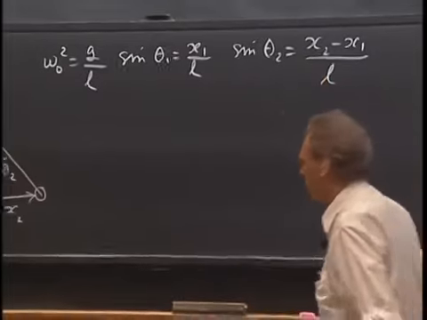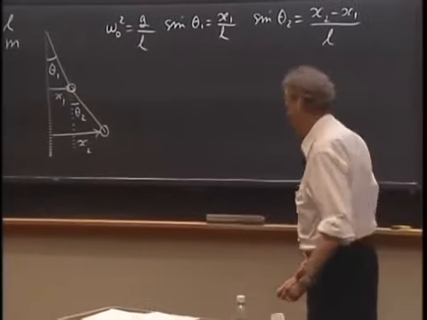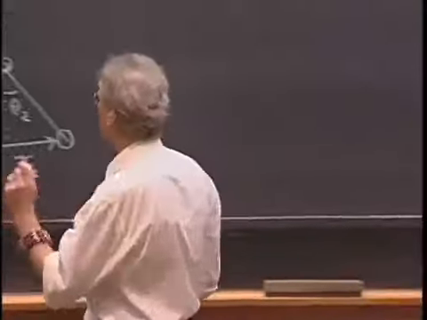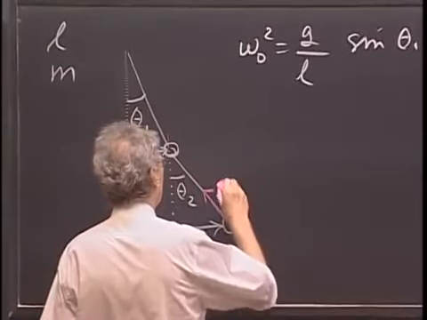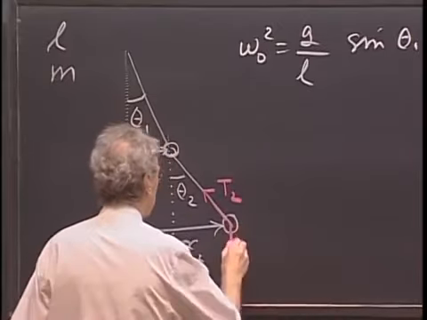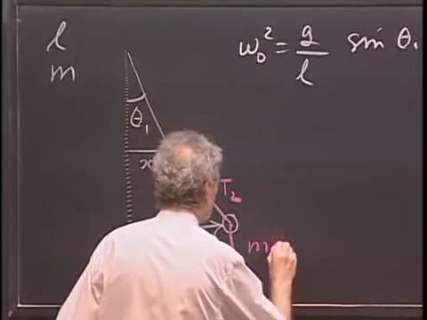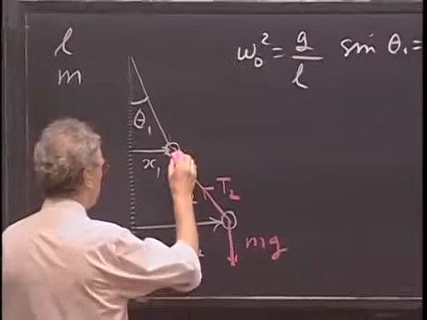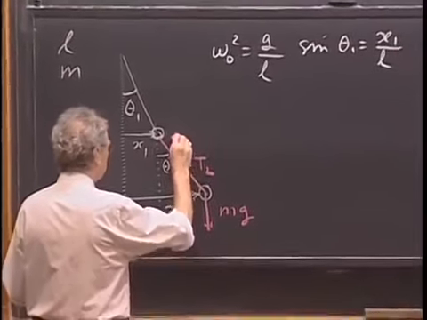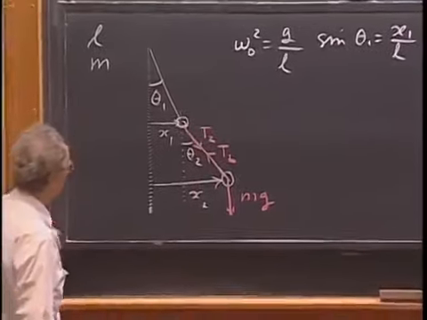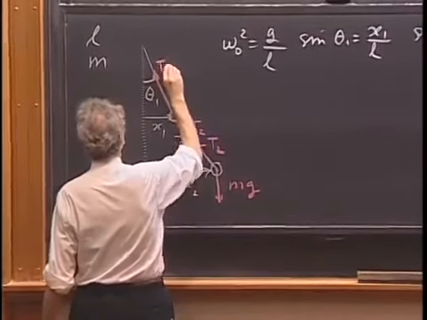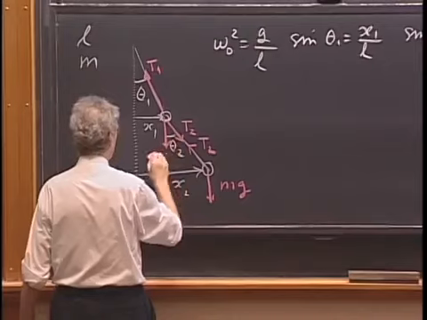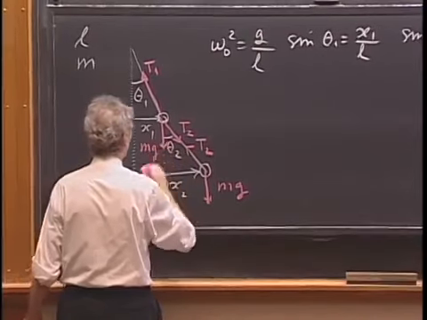For small angular approximation, we do know the tensions. Here we have a tension which I will call T2. There is here, of course, mg. So there is also a tension T2 here. Action equals minus reaction. And then there is here the tension T1, and here is mg. Those are the only forces on these objects.